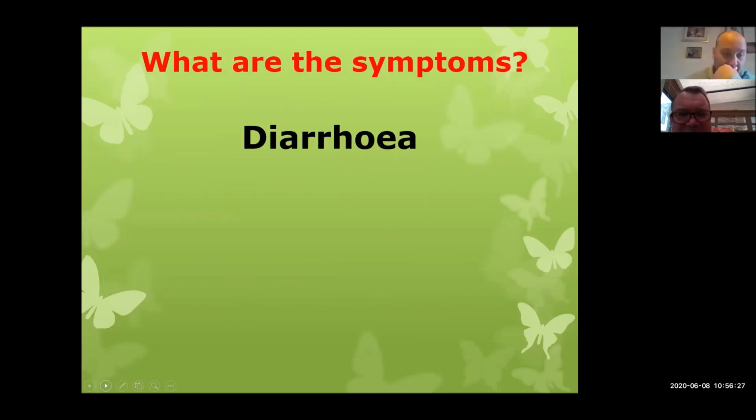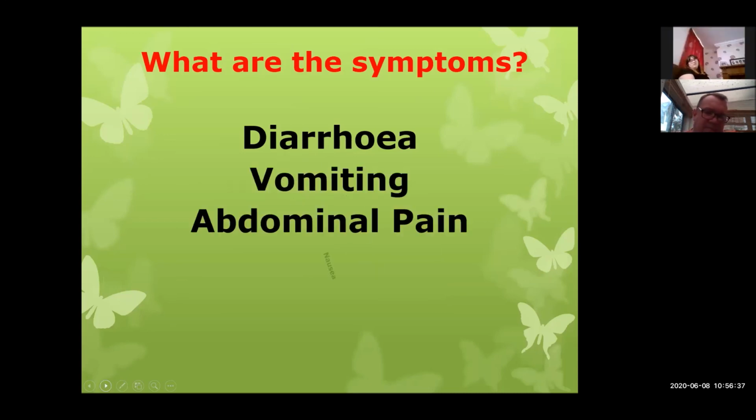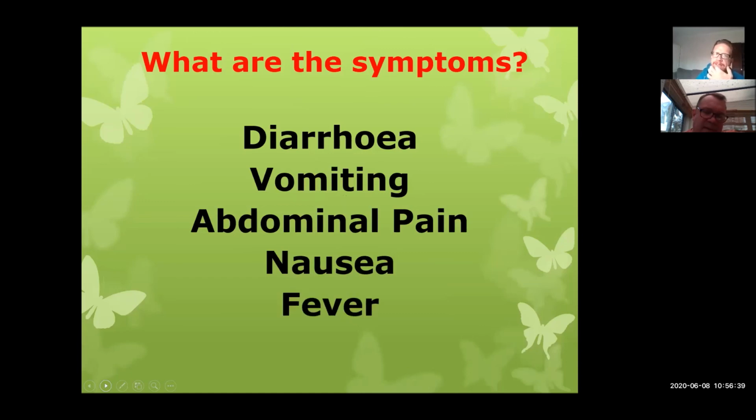Okay, what are the symptoms of food poisoning? Diarrhea is up on the screen. What else? Vomiting. What else? Nausea. Abdominal pains. Yeah. How many of these symptoms do you normally have to have? All of them? 3 of them. Yeah, 2 or 3.